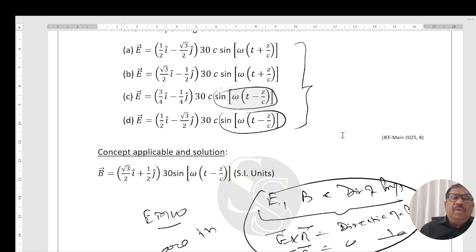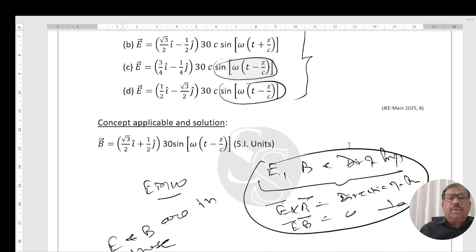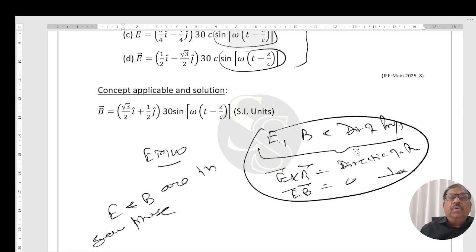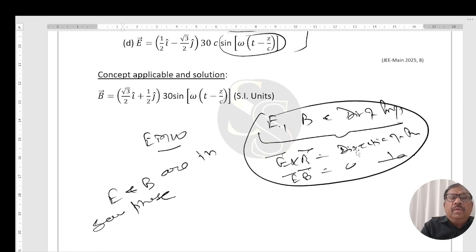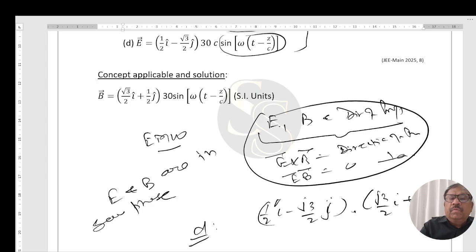Now see in which option E dot B equals 0. Option 3/4, D option: 1/2 i minus root 3/2 j into root 3/2 i plus 1/2 j.